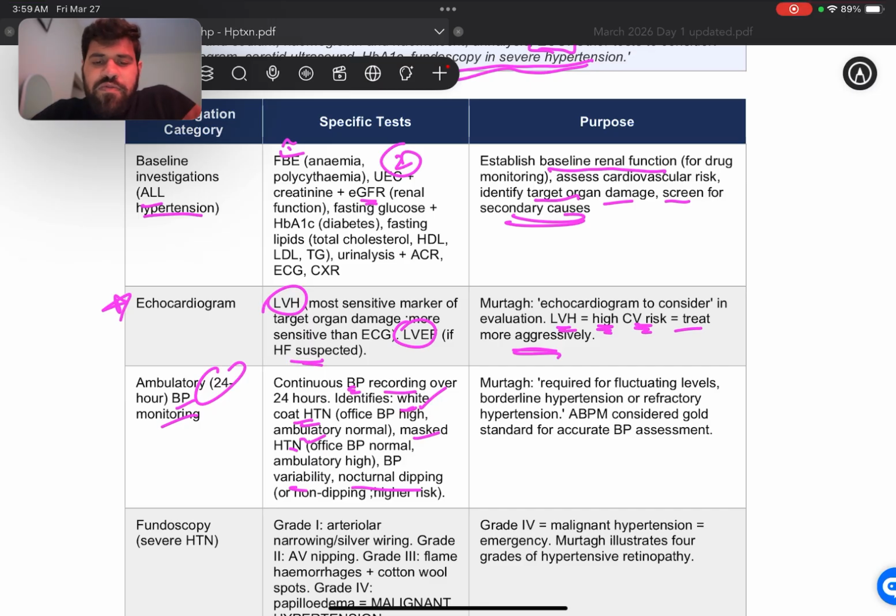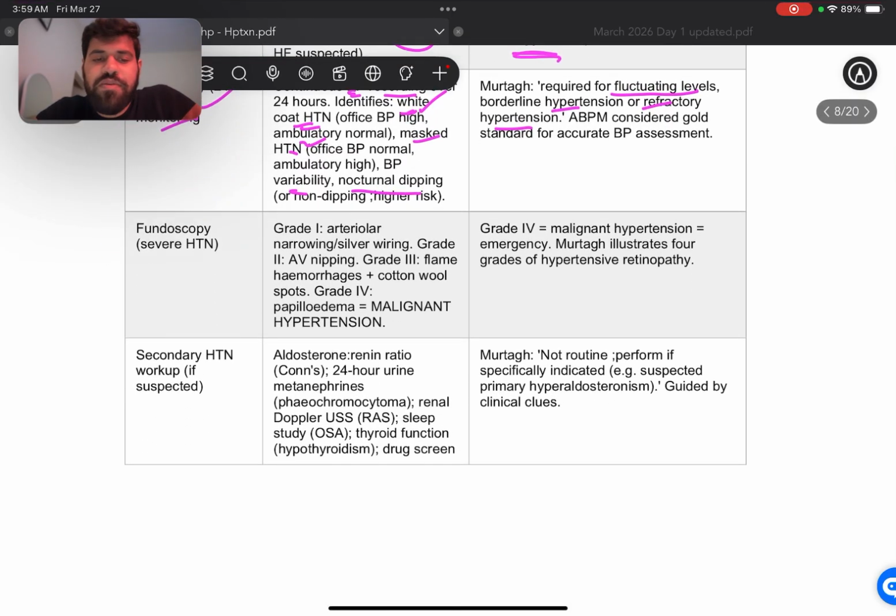The outcome was better with giving at night. However, we did not see if dipper versus non-dipper was being assessed in the articles that we're considering. Anyway, as Murtagh said, it is required for fluctuating levels, borderline hypertension or refractory hypertension, where we have to check for ambulatory BP.